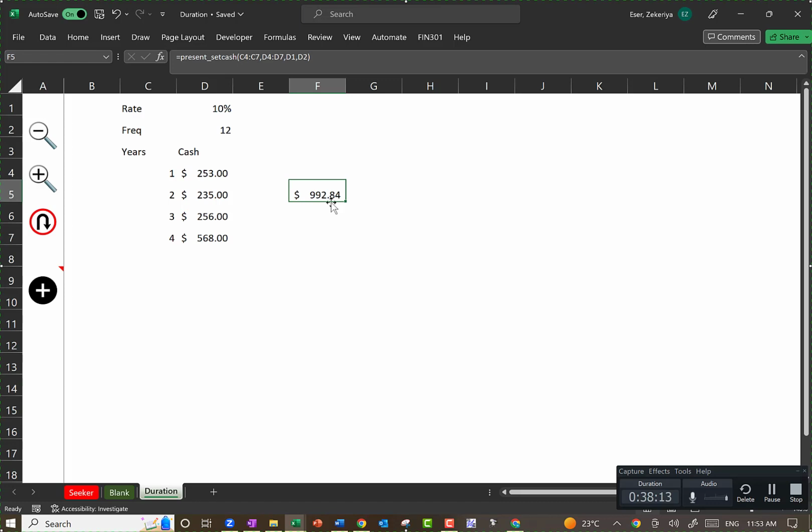Okay. Let me shift this here. Just to check whether or not we're doing the same thing, let's calculate those PVs separately. Take the cash, divide it by 1 plus the period interest rate raised to the power number of periods.